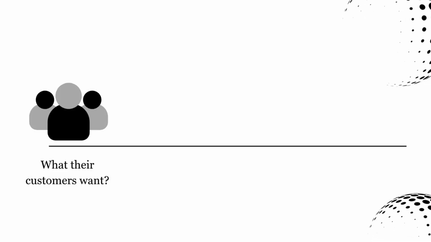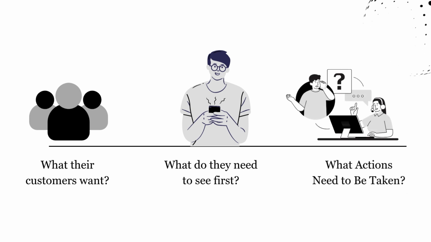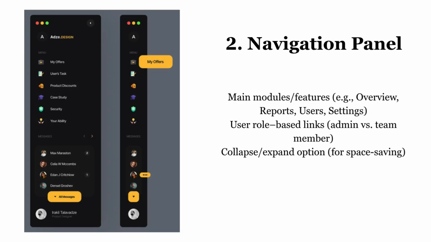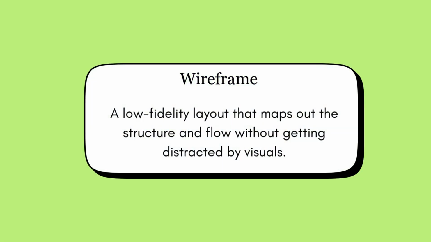What do they need to see first? What actions do they need to take next? By this, you need to break the content into clear sections, group related information, and reduce the cognitive load on the users. Then build a wireframe, a low fidelity layout that maps out the structure and flow without getting distracted by the visual.